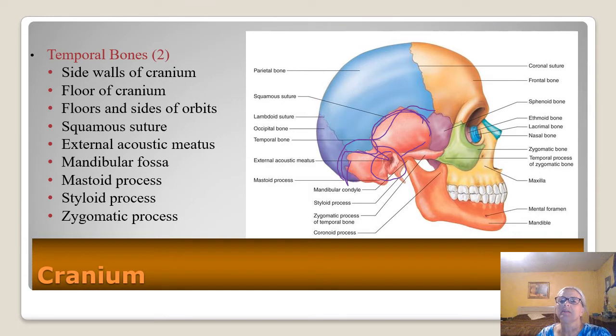A fossa is a depression. We have the mastoid process we can see here, and this is the more rounded shape, and then the styloid process right here, and then the zygomatic process portion of the temporal bone. That is what kind of connects to the zygomatic bone. And so remember, process is an extension on that bone.